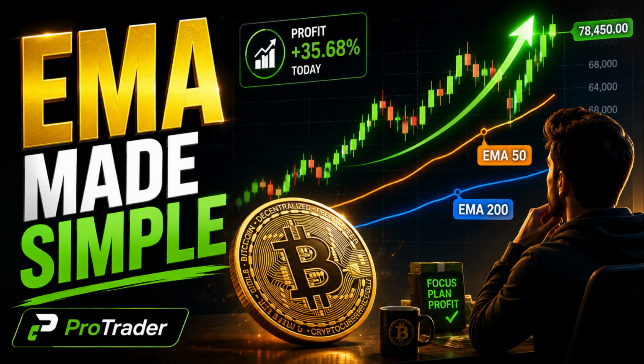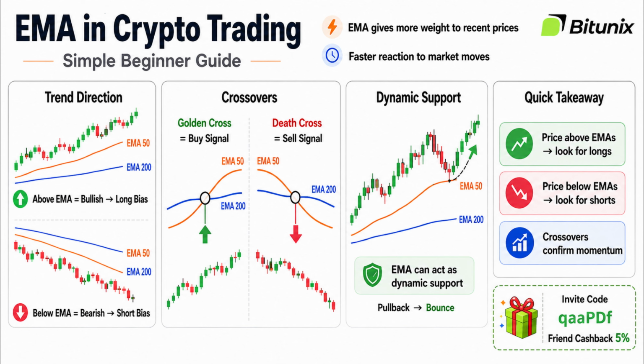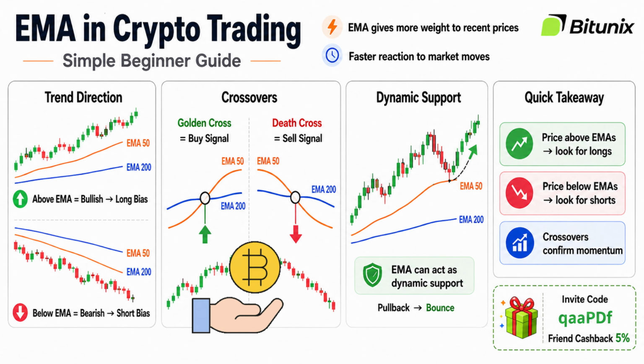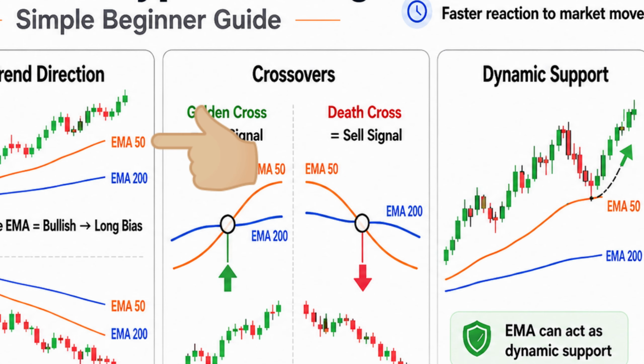Today we're going to talk about EMA indicator. The Exponential Moving Average, or EMA, is a powerful tool in crypto trading that gives more weight to recent prices and reacts faster to market moves.